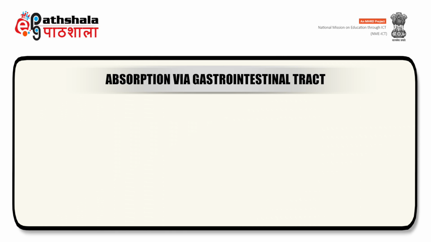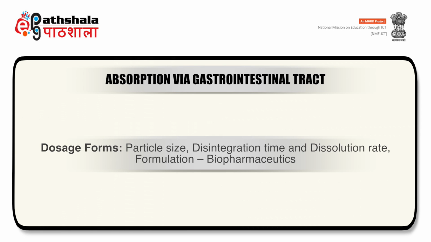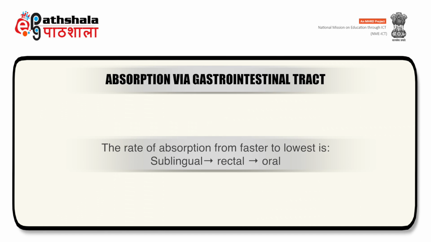Now, absorption via the gastrointestinal tract, oral route, for example, mouth, stomach, intestine, colon. It depends upon physical properties like physical state, lipid or water solubility. It also depends upon dosage form like particle size, disintegration time, dissolution time and formulation. It also depends upon certain physiological factors like ionization, pH effect, presence of food, presence of other agents. The rate of absorption is from fastest to slowest. Sublingual is the fastest one, then rectal, then oral.